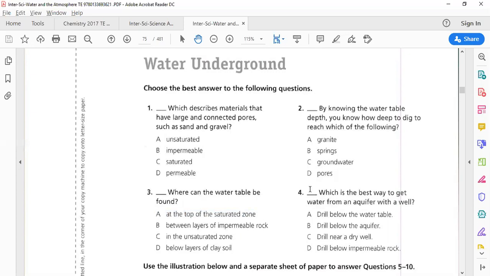Number four, which is the best way to get water from an aquifer with a well? A, drill below the water table. B, drill below the aquifer. C, drill near the dry well. D, drill below impermeable rock. So the best answer here will be drill below the water table, where you will get the water faster and you will get good, filtered water.